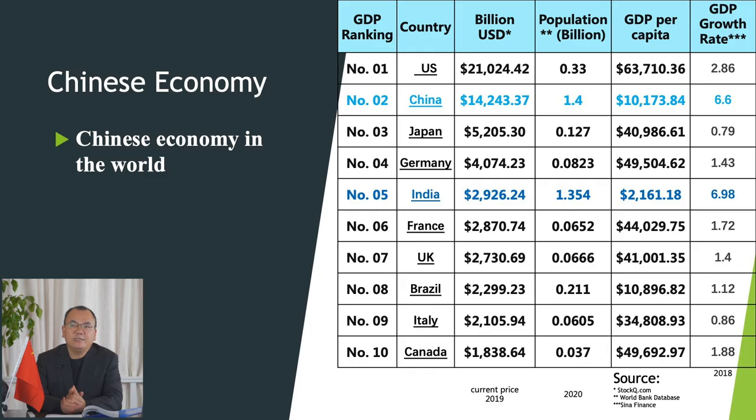Therefore, if we divide the GDP by China's population, we get a GDP per capita in 2018 of 10,173. And the GDP growth in China in 2018 is 6.6. So that's about the GDP. Generally, in economics, if we want to describe a country's economy, we use these indices: GDP, GDP growth rate, and GDP per capita. They always can tell us something.